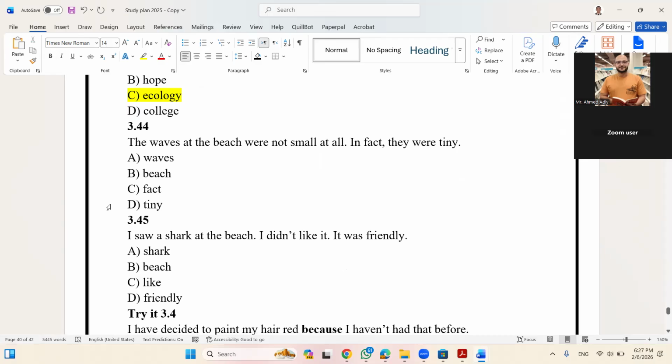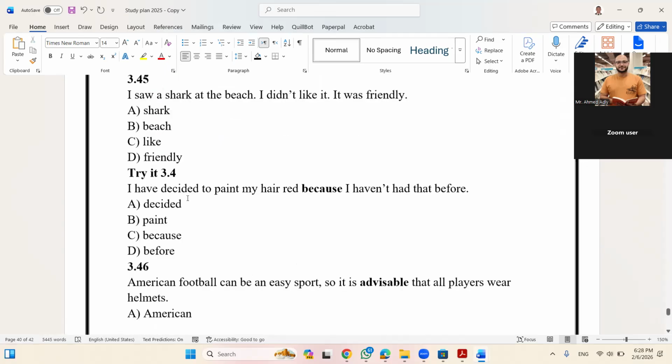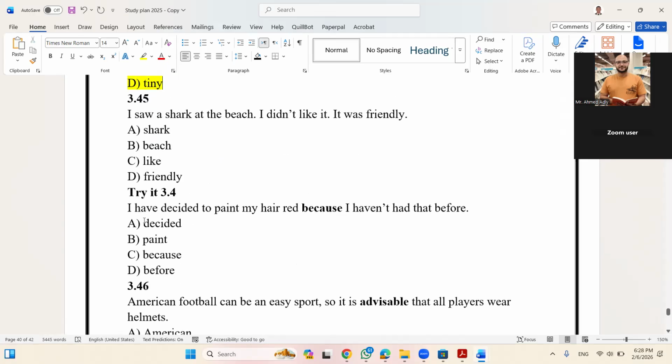Next. The waves at the beach were not small at all. In fact, they were tiny. Tiny is wrong. They were big and huge, not tiny, because tiny is like small.